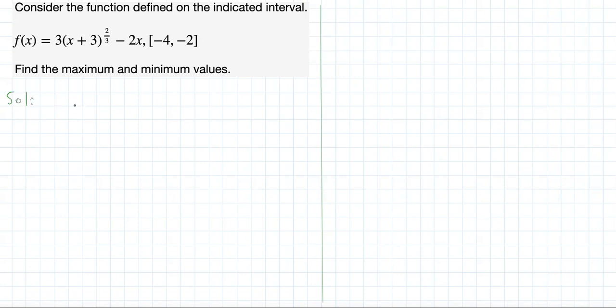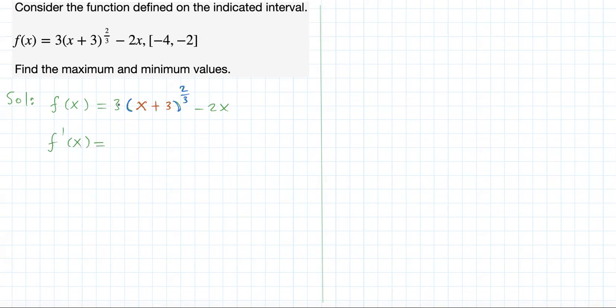Solution. In order to find the maximum and minimum values, I have to find the critical points of this composite function, right? So we're going to pay attention to the outside function, our function with exponent 2/3, and the inside function x plus 3. Don't worry about this number 3, it is a constant. We can take that out of our derivative, right?